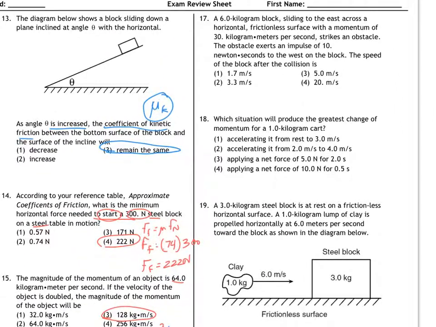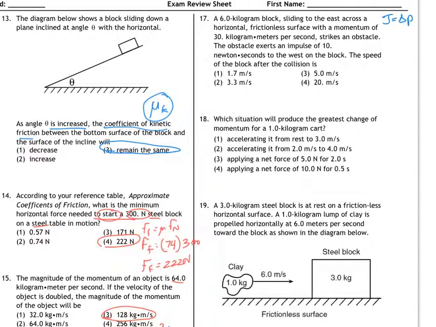For 17, we have a 6 kilogram block sliding to the east across a horizontal frictionless surface with a momentum of 30 kilogram meters per second, and it strikes an obstacle. The obstacle exerts an impulse of 10 newton seconds to the west on the block. They want to know the speed of the block. I really love this equation because it tests something that normally isn't tested, which is just a small part of the momentum equations. And it says that impulse is a change in momentum.